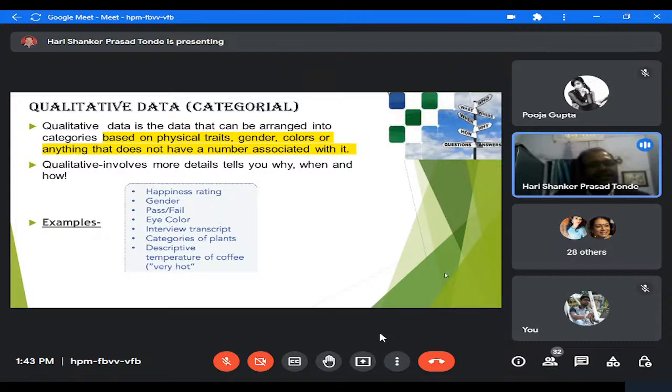Examples are happiness rating. Happiness rating means in a group of people, I have to identify which of them are happy and which of them are unhappy, so it is in the form of some group. Genders, pass or fail, eye colors, interview, categories of plants, descriptive, temperature of coffee, temperature of tea, like that. These are all examples of qualitative data. It is in the form of groups. We have to categorize it.